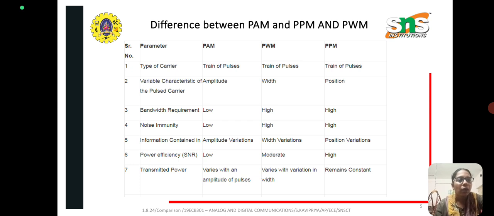Power efficiency, or signal to noise ratio, is very low in case of PAM because it is less immune to noise. The signal to noise ratio is the ratio of signal strength to noise, and it is very low since the signal quality is very low. In case of PWM it is moderate, whereas in case of PPM the signal to noise ratio is very high, so it is highly immune to noise, the quality of signal is very high, so the SNR is very high. And transmitted power varies with the amplitude of pulses in PAM, it varies with the width of the pulses in PWM, whereas in case of PPM it remains constant.